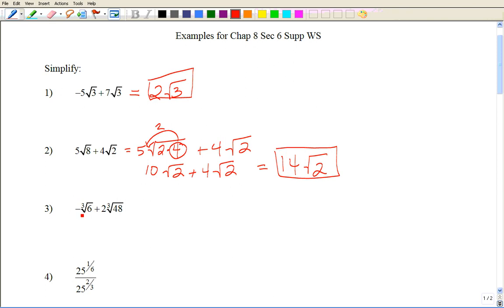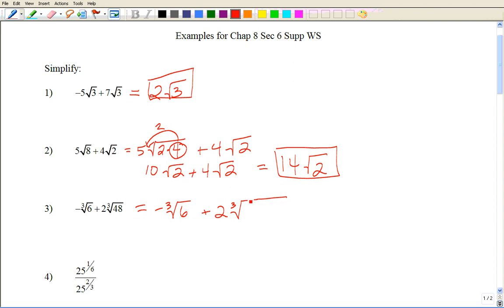On the next one, we have negative cube root of 6 plus 2 cube roots of 48. 48 and 6 are not the exact same number here, so we need to simplify that cube root of 48 first. So we have negative cube root of 6, and we'll just leave that there for a second. We have plus 2 times the cube root of 48. Okay, so this time we're going to be looking for powers of 3.